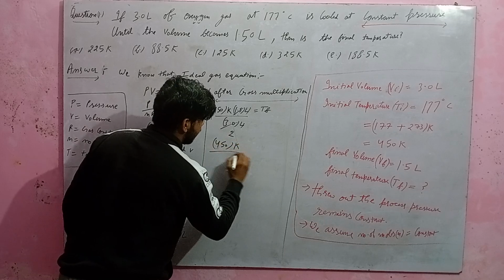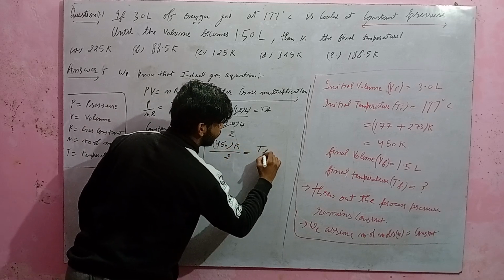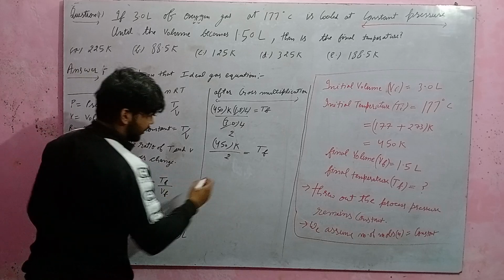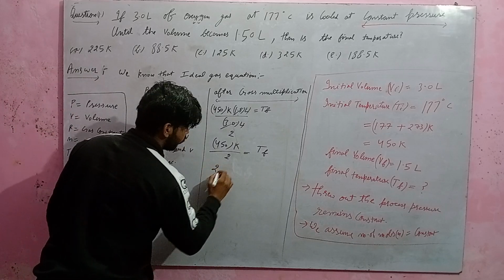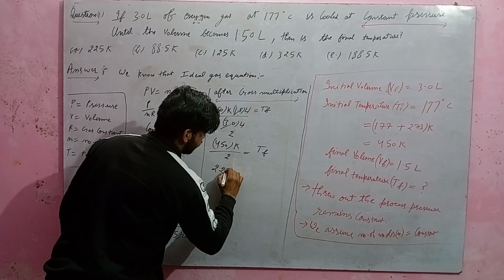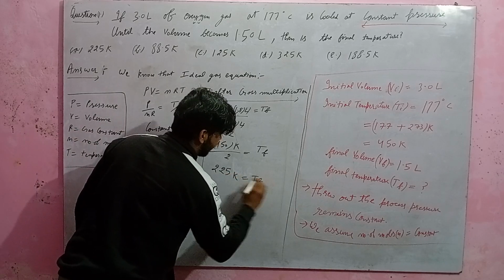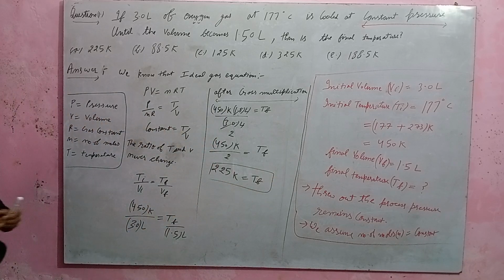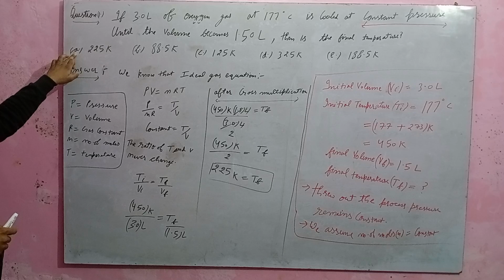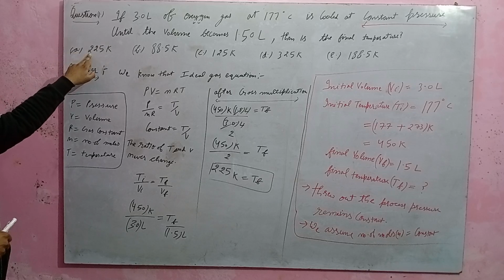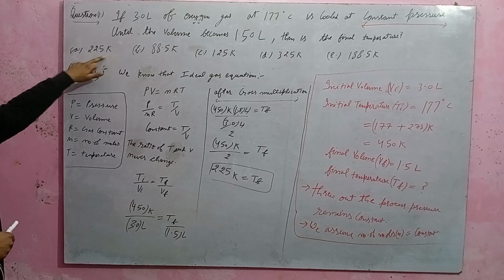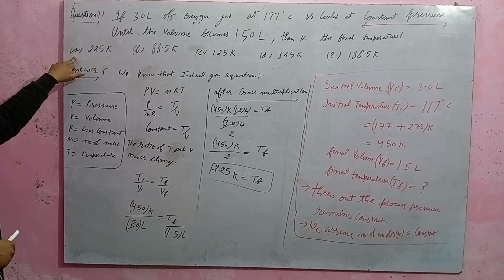So what we get is 450 K divided by 2 as the final temperature. 2 twos are 4, 2 fives are 10, so the final temperature we get is 225 K. When we check the options, we get 225 K at option A. So the value of the final temperature is 225 K.